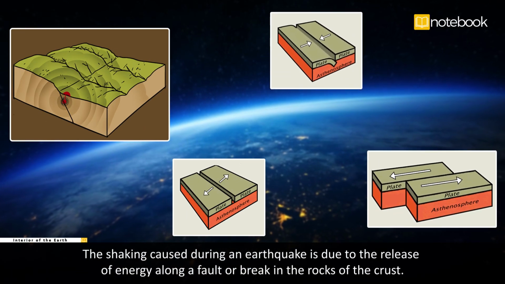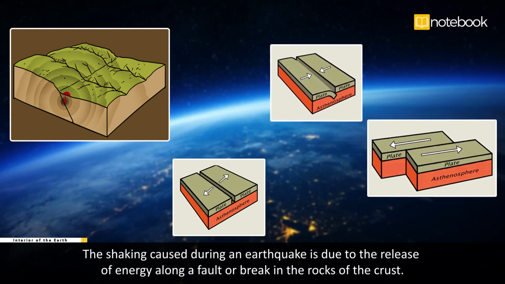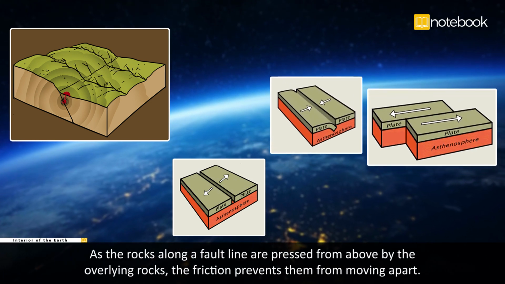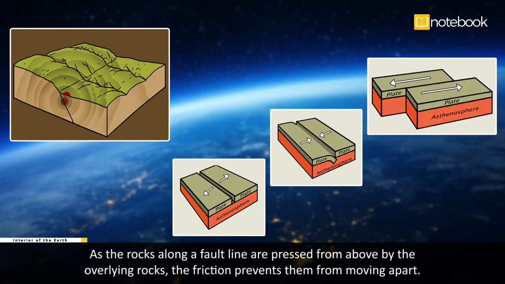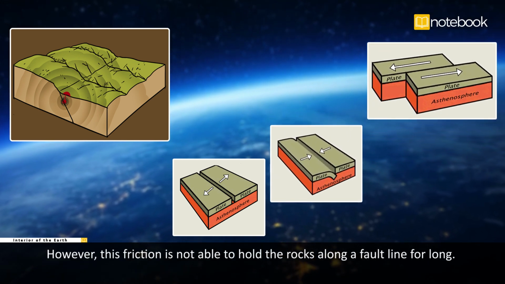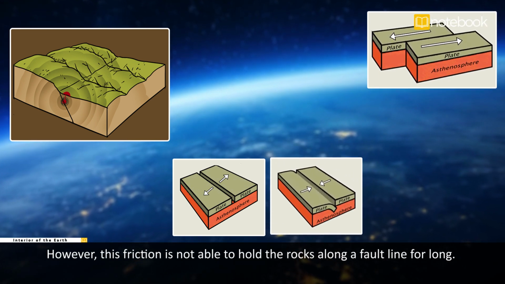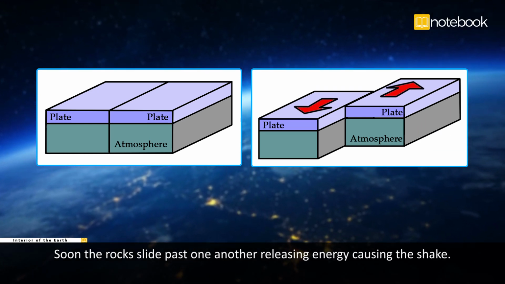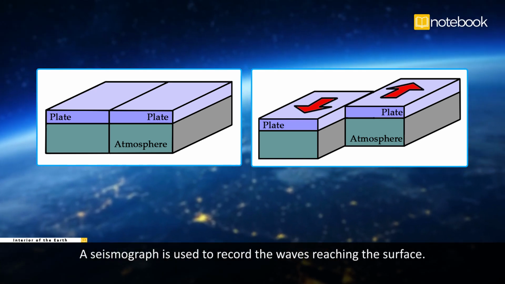The shaking caused during an earthquake is due to the release of energy along a fault or break in the rock of the crust. As the rocks along a fault line are pressed from above by the overlying rocks, the friction prevents them from moving apart. However, this friction is not able to hold the rocks along a fault line for long. Soon, the rocks slide past one another, releasing energy, causing the shake. A seismograph is used to record the waves reaching the surface.